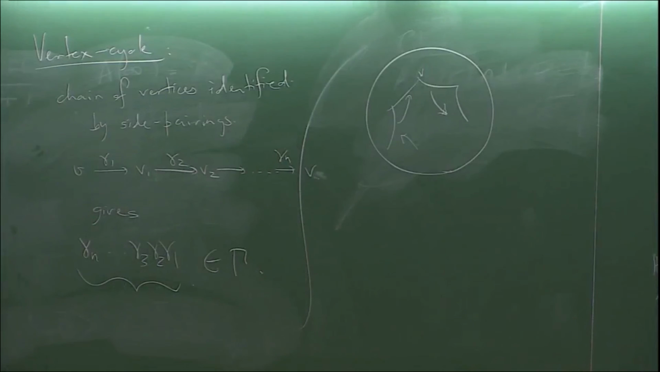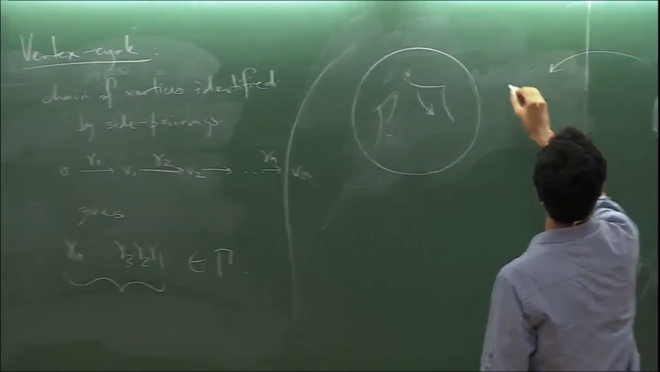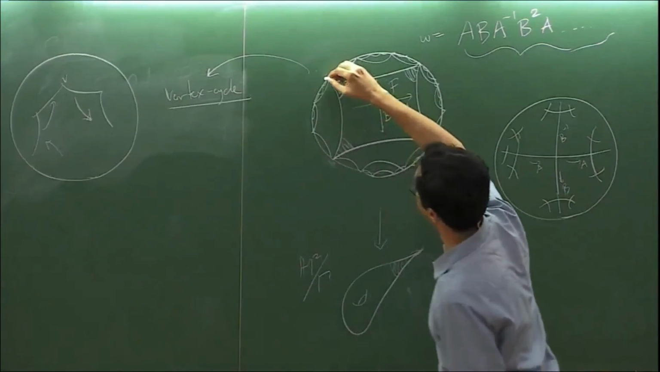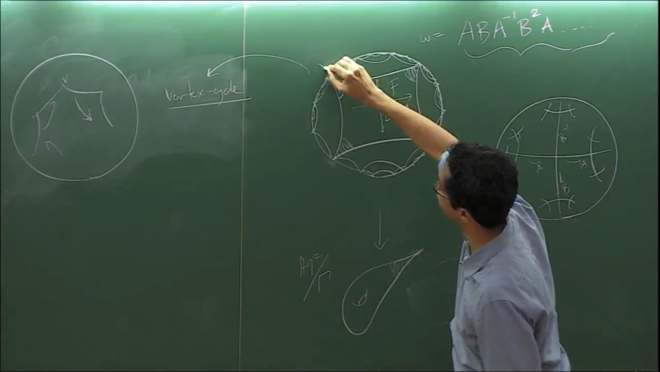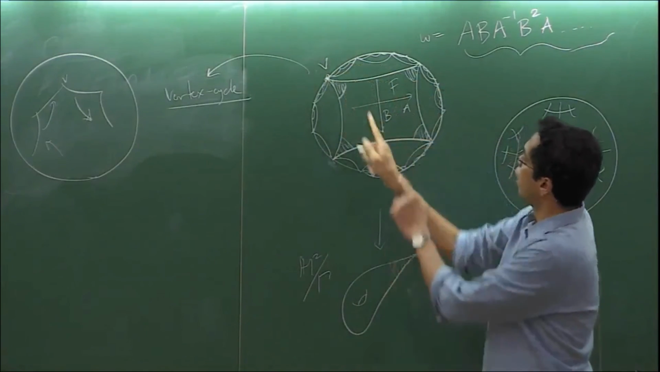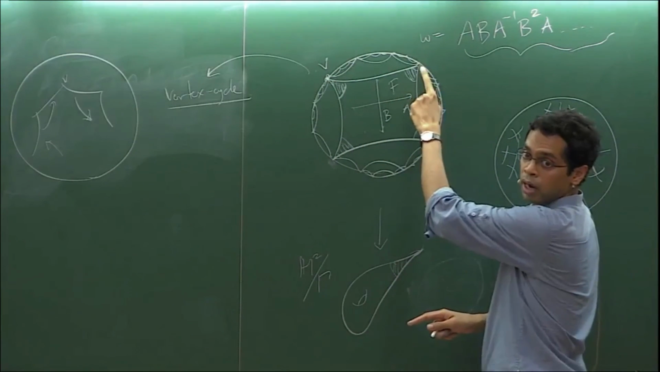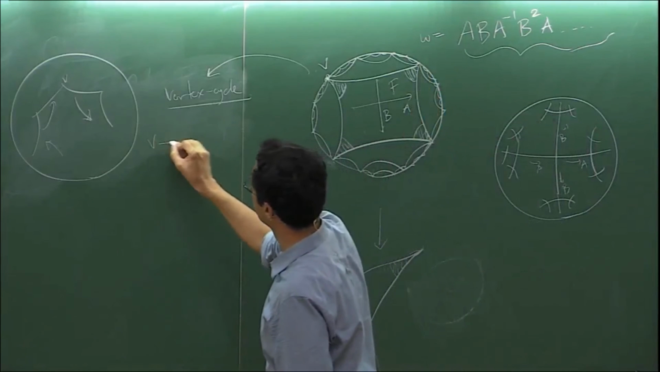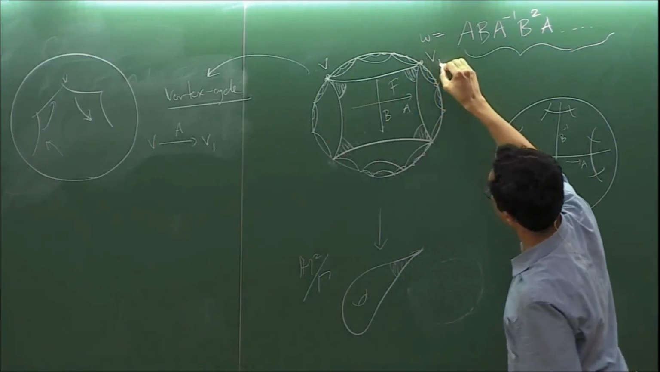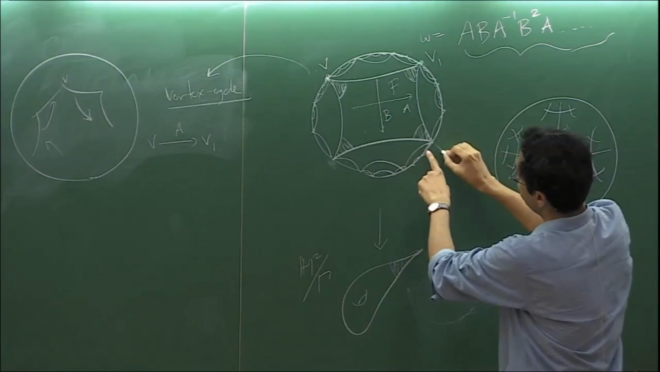And if it's an ideal vertex, let's see what happens. What's the vertex cycle in this case? Suppose I pick one of these ideal vertices, V here. Under A, V goes here, to let's say V1, which is this. And then under B, it goes here, V2.